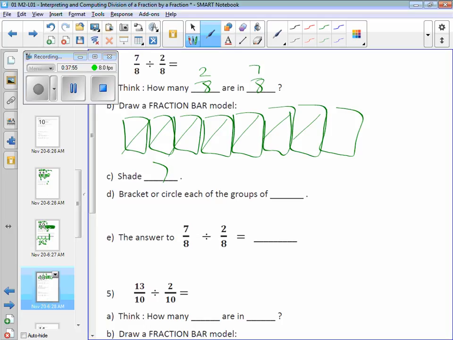Groups of. Groups of. Lucas. 2/8, or 2. There's 1. There's 2. There's 3. Do I have a complete fourth? Dotted line. Know what our answer is?